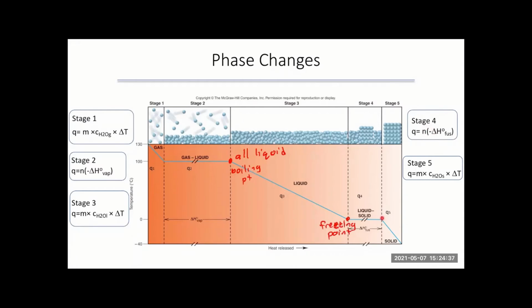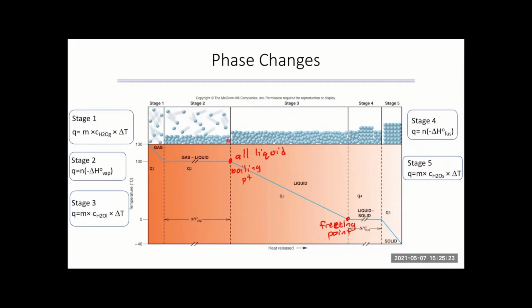And then finally, once it's all solid, we can continue to cool down that solid. And so cooling down that solid would give us our Q5, or Q equals the mass times the specific heat of water as a solid times the temperature change. So that would be our temperature change of minus 40 minus 0. And so that would be stage 5. So you can see the odd number stages, 1, 3, and 5, we're actually cooling the temperature of the substance down. So that's why we use the Q equals the mass times specific heat times temperature change.